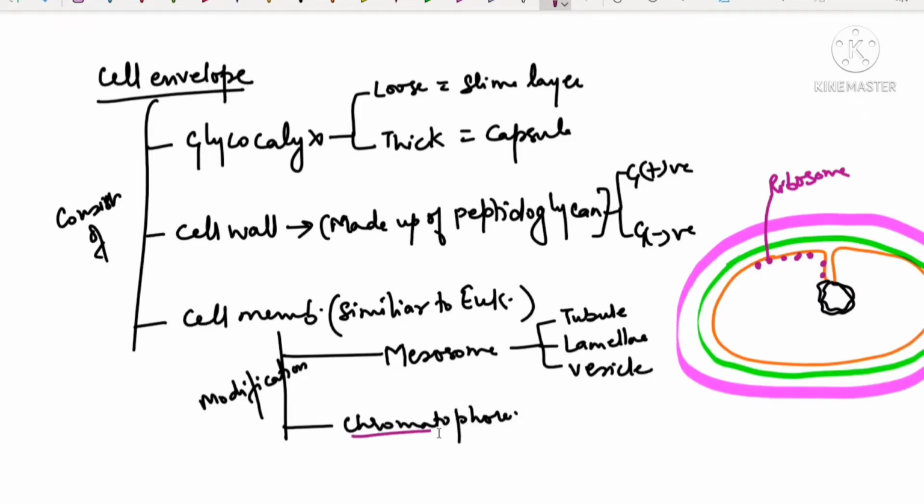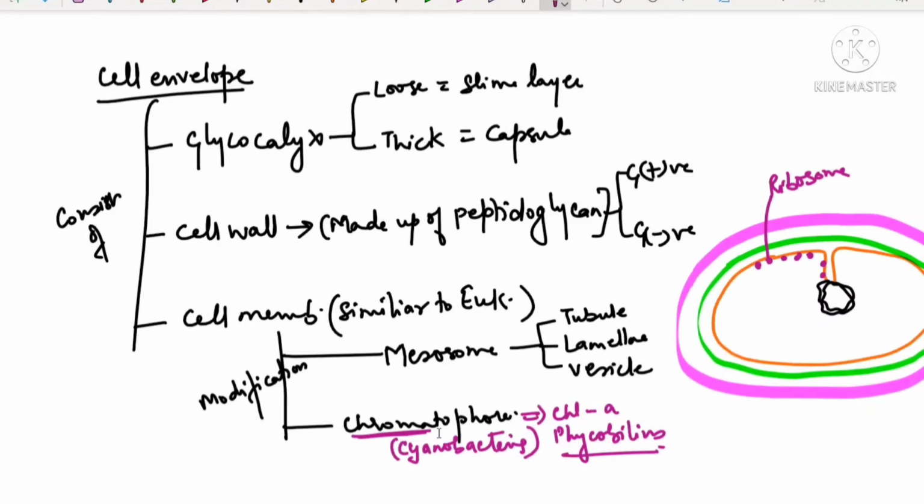Chromatophore: the word chroma itself tells us it has pigment. So in which prokaryote is it present? It will be present in cyanobacteria, which contain the pigment chlorophyll A, and they also have phycobilins. Phycobilins can be of 2 types: phycocyanin making it blue color, phycoerythrin making it red color.